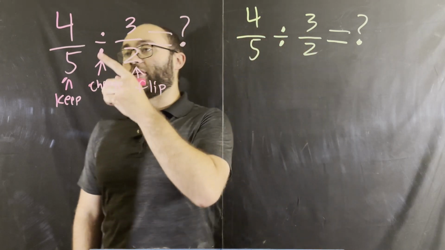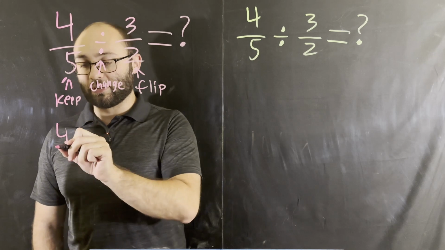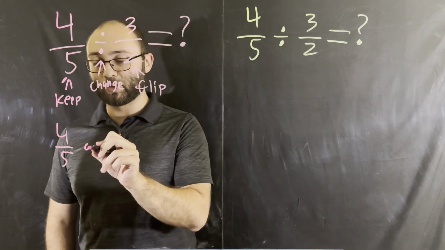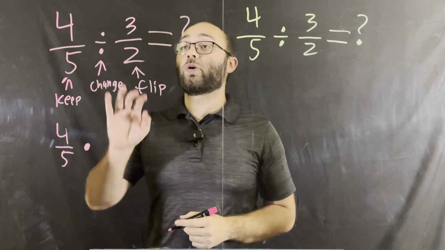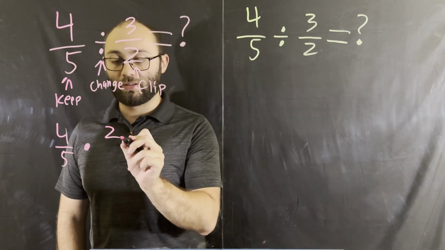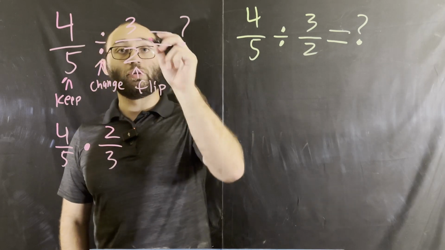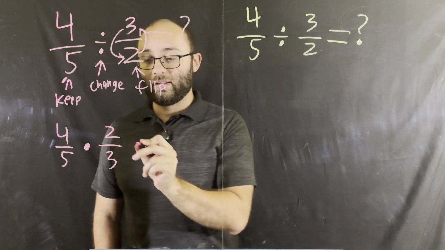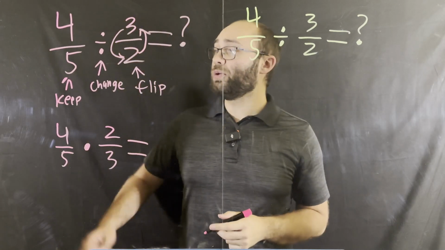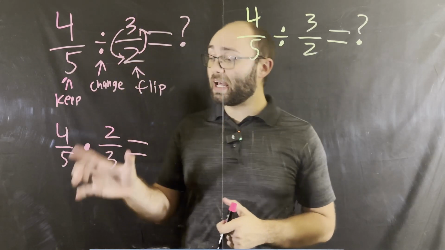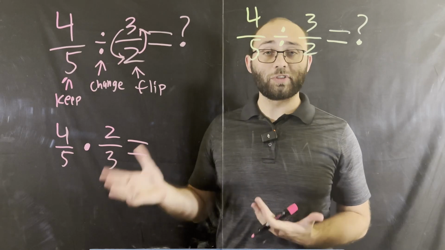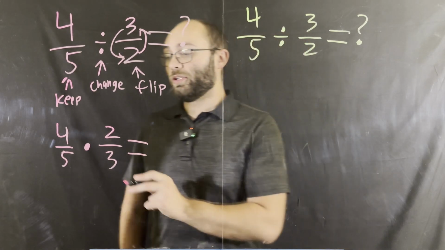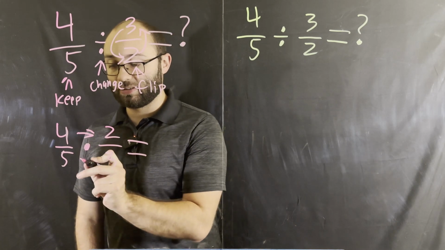So, our first fraction, we're going to keep it. It's perfect how it is. We're going to change our division sign to multiplication. And then we're going to flip our last fraction to 2/3. So you are just going to flip it. And then if you look now, you have 2 fractions, but instead of being divided by one another, they're being multiplied by one another. And we just went over how to do this, where you multiply straight across.